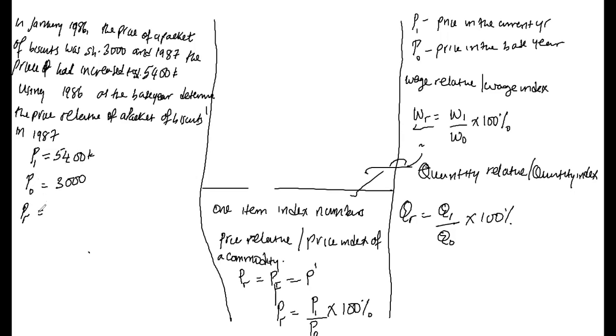The price relative shall be price in the current year over price in the base year times 100 percent. This will give us 5,400 divided by 3,000 times 100%. I lose the 2 zeros. By 3, 3 goes in 5 once, remainder 2, 18. The answer is equal to 180%.